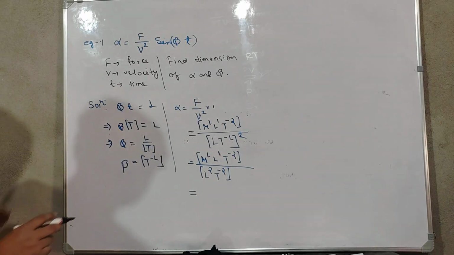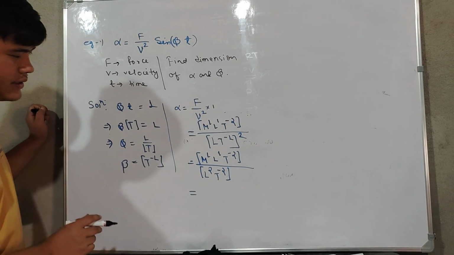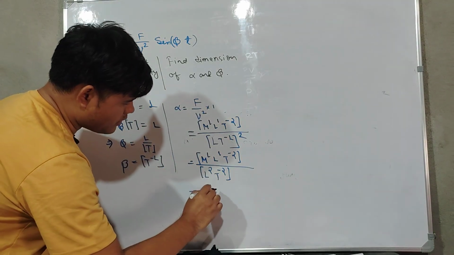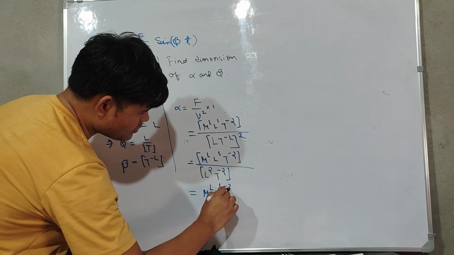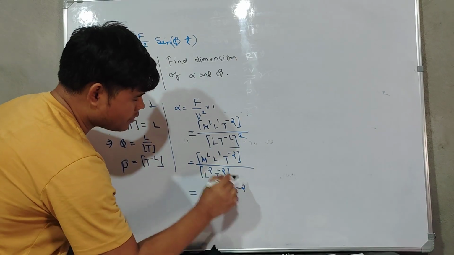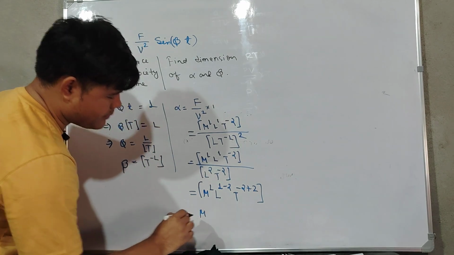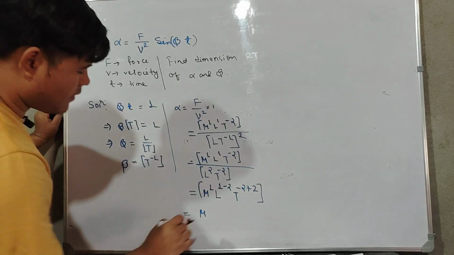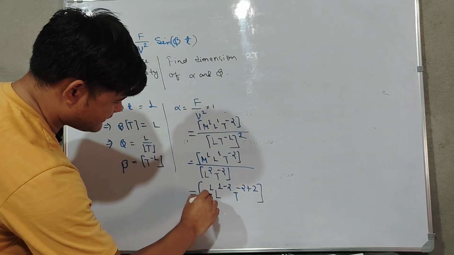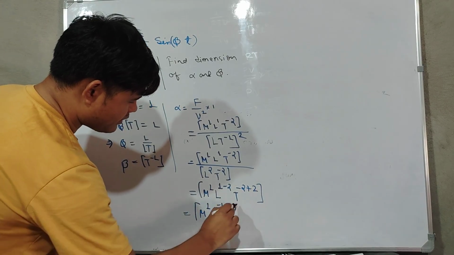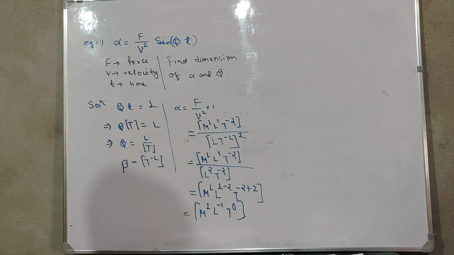So what will this be? M will remain as it is. L will be 1 minus 2, and T to the power minus 2 in the denominator goes up, so it will be plus 2. So that is M1 L to the power minus 1 and T to the power 0. Yes. So we got the dimensions of both, alpha and beta.